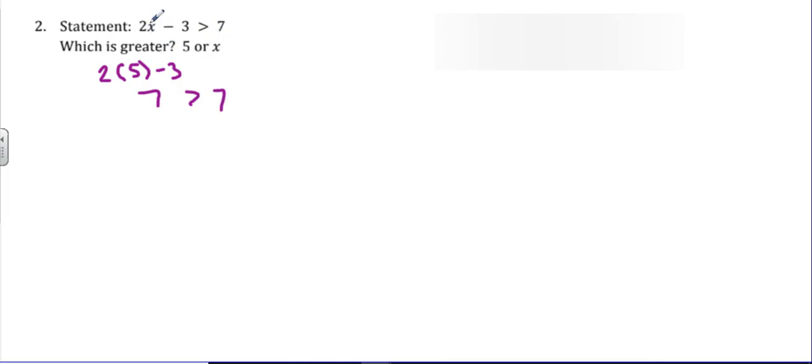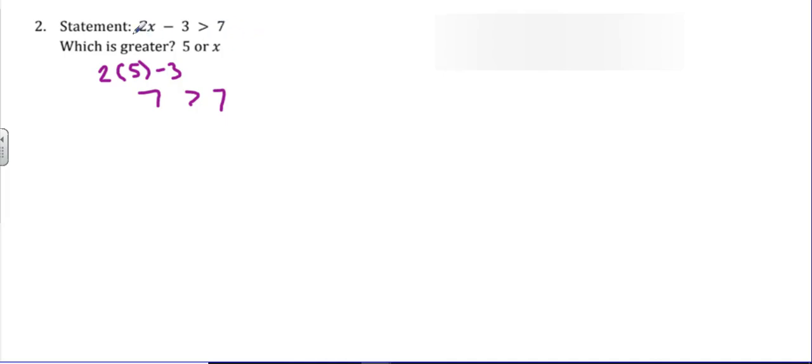So whatever x is has to actually be bigger for you to have a number bigger than 7 on the left side of this inequality. So like 8. 2 times 8 is 16. 16 minus 3 would be 13. 13 is bigger than 7.